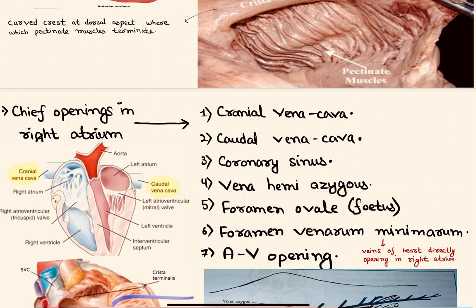What is this foramen ovale? Foramen ovale is a foramen present in fetal life between the right atrium and left atrium, or we can say in the interatrial septum, which after birth becomes closed in the form of fossa ovalis.